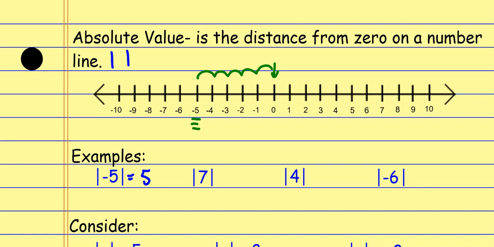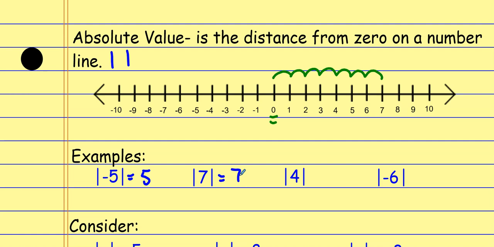Okay? If I look at the next one, it says the absolute value of 7. So if I count from 0, so 0 is right here, right in the middle. If I count to 7, that's 1, 2, 3, 4, 5, 6, 7 units away. All right. So the absolute value of +7 is also 7. And one of the things that students start to do is they say, oh, the absolute value always makes things positive. Well, if it's already positive, it stays positive, okay?